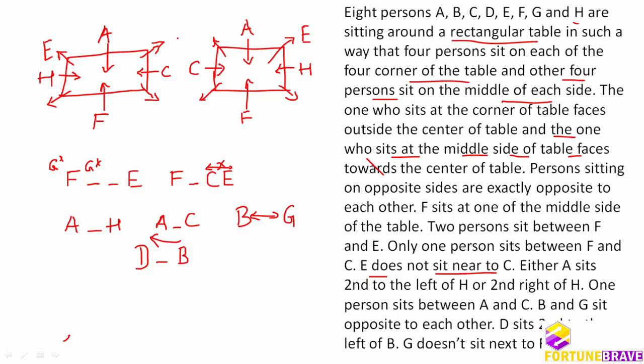But if I put B here, B and G will be opposite. So G cannot come on both sides. Okay, so I'll take G here, and B will come here, and B's left will be who? D. B's left two places will be D. So that is solved, I think. So we need not go to this one. This is already solved. There is no problem at all. You can check everything.